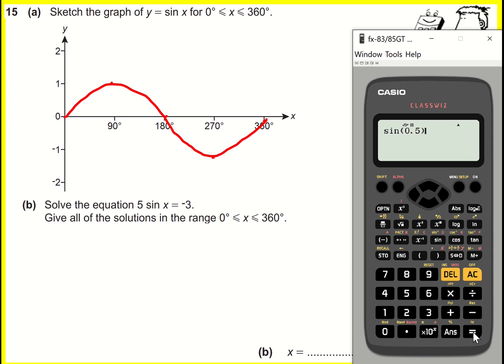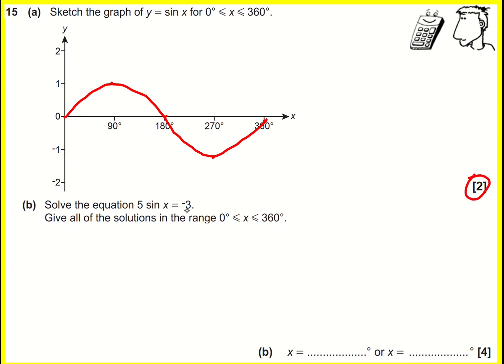But yeah, you could try sine of 30, which is 0.5, and you'd sort of think, yep, it's going up. It's just remembering the general shape as well. Okay, so that's the graph.